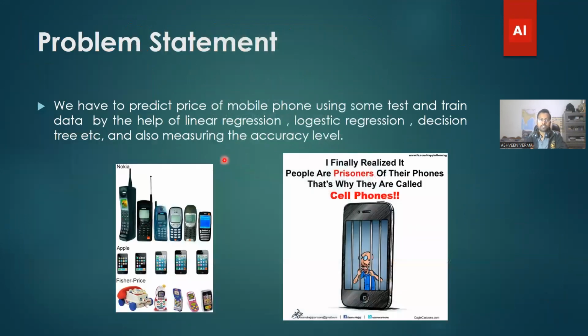So let's talk about the problem statement. We have to predict the price of a mobile phone using the same test and train data with the help of linear regression, logistic regression, decision tree, etc., and also measure the accuracy level. In this video, I have taken the data and split it into test and train data, and using linear regression, logistic regression, and decision tree, I have to take the accuracy level and the machine accuracy.